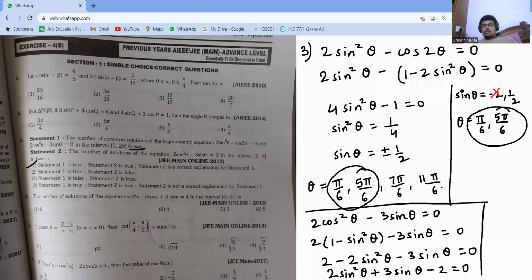Are you following this, Muskan, Trisha, Arush? Yeah, makes sense. And then you can think about the fourth one. We'll take the fourth one. Sine 2x minus 2 cos x plus 4 sin x equal to 4. And we want the number of solutions in 0 to 5 pi. 5 pi is like 2.5 rotations.